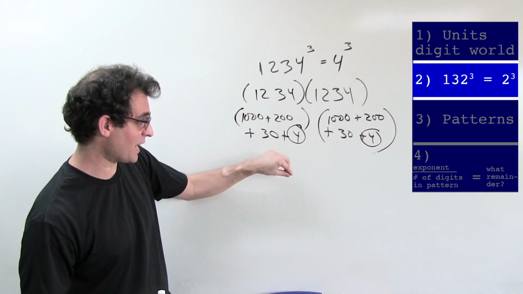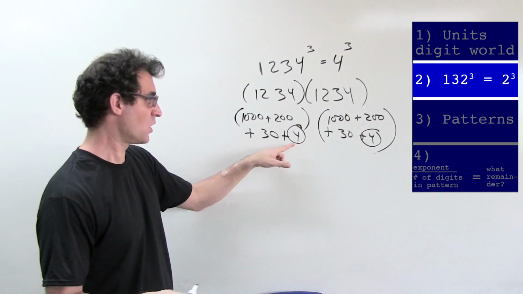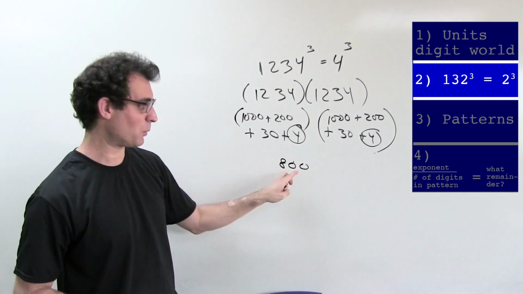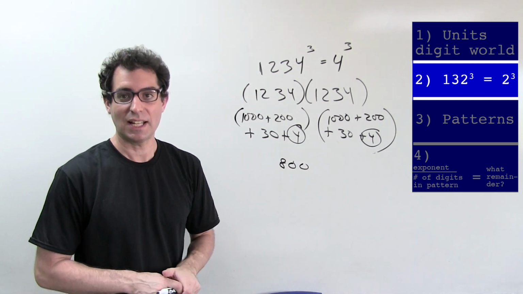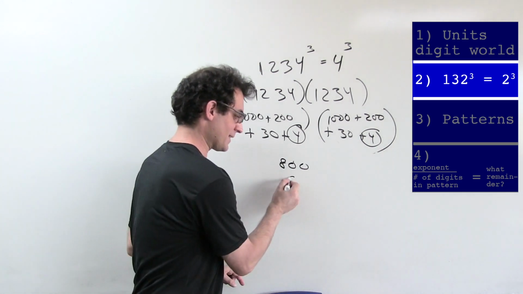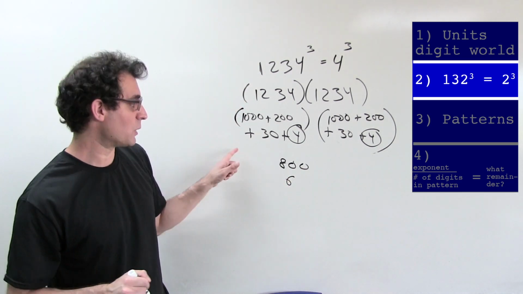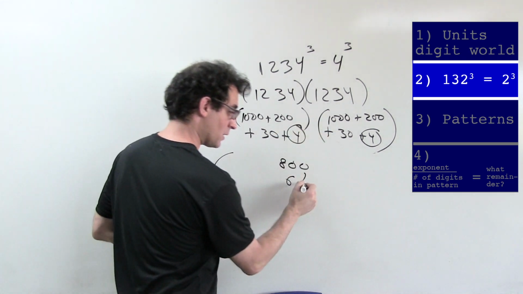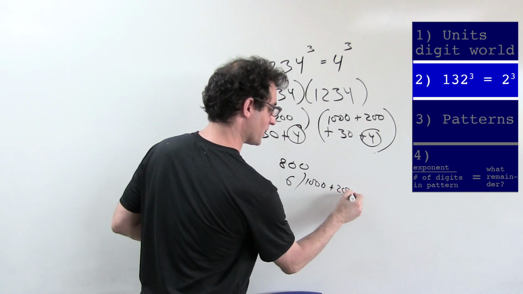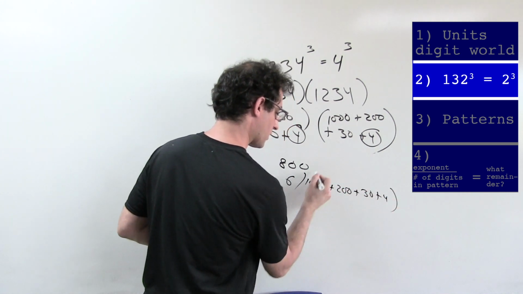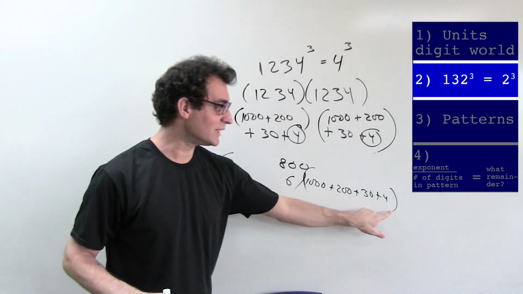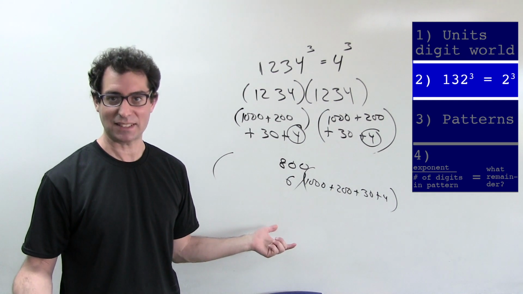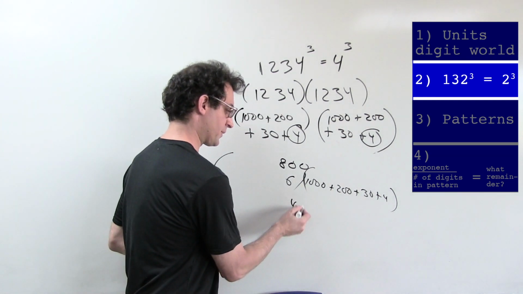Everything else is going to produce at least one 0 at the end of the number, like 4 times 200, that's going to have 2 zeros at the end. So that will not affect our units digit at all. What's 4 times 4? It is 6 in the units digit. And then when we cube that, we multiply this huge number that ends in a 6 by 1,000 plus 200 plus 30 plus 4. And again, the only thing that's going to produce a units digit will be this 4 and this 6 multiplied together. And 4 times 6 is 4.